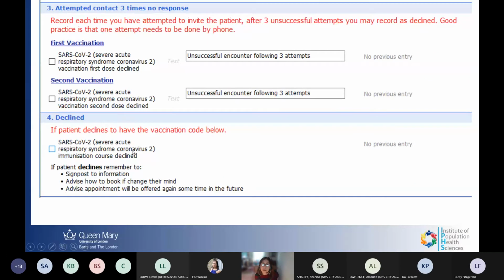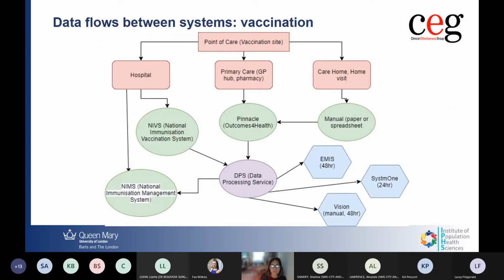If you've got a true decliner, somebody who says, I never, ever want to have this vaccine, I don't want the course, I don't want anything to do with it, you can use this one, immunization course declined. Again, the search will identify those patients, just in case in a month's time you look at that and think, we'll have another go and talk to them and add in some further encouragement. So that's the template that's available for you.